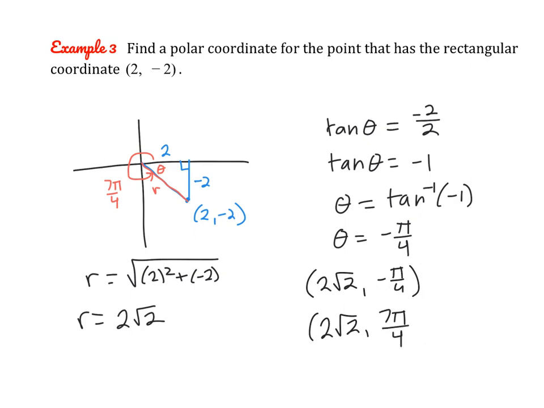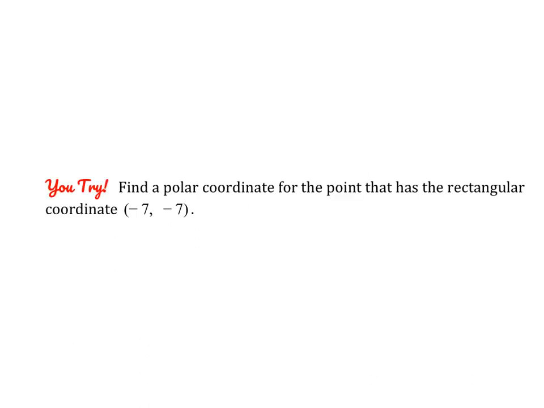Of course, we could also write this an infinite number of ways. We could maybe have a negative r value, or we could find other coterminal angles for these. But again, just remember, to find a polar coordinate, all you essentially need is the hypotenuse, and then to find the angle to get to that line. Okay, go ahead and pause the video and see if you can give this one a try.